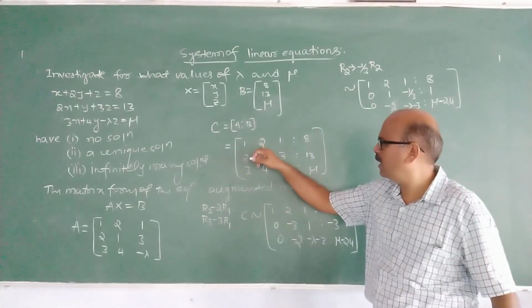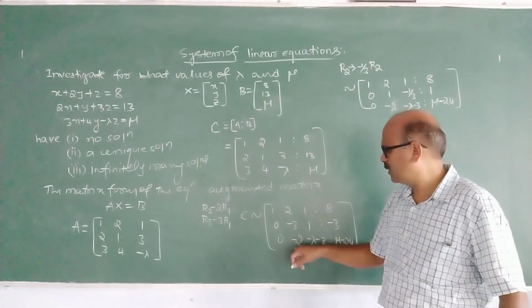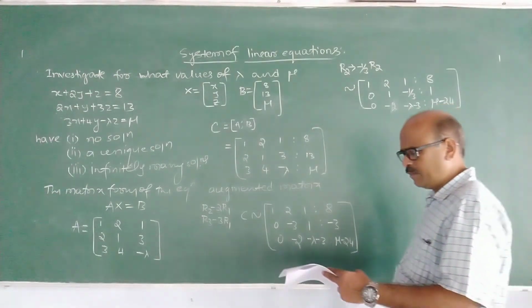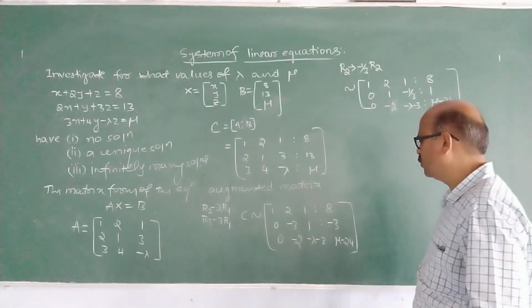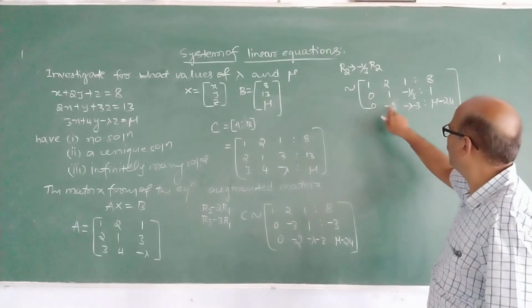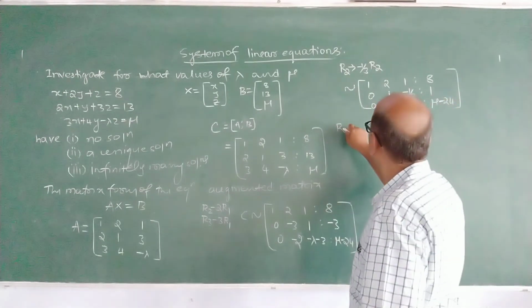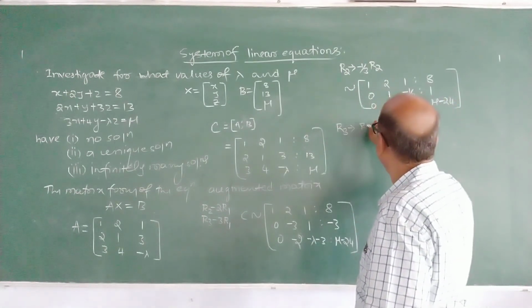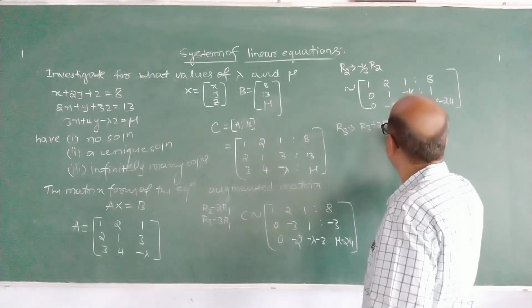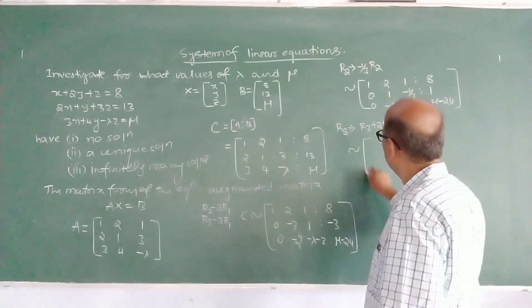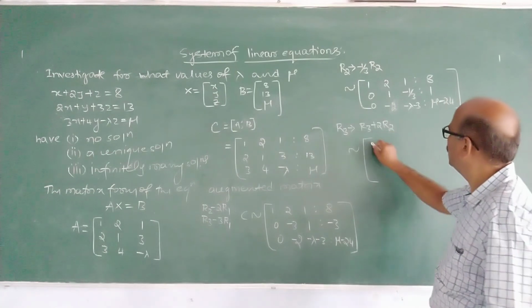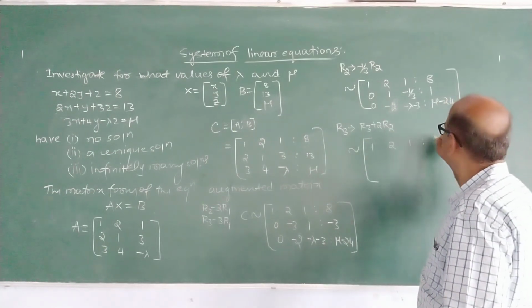R3 minus 3 R1. Minus 3 minus 6. It must be minus 2. So next what you have to do is minus 2 plus 1. You have to make this 0. So I consider R3 as R3 plus 2 R2. Then it becomes 0. So first and second row as it is.